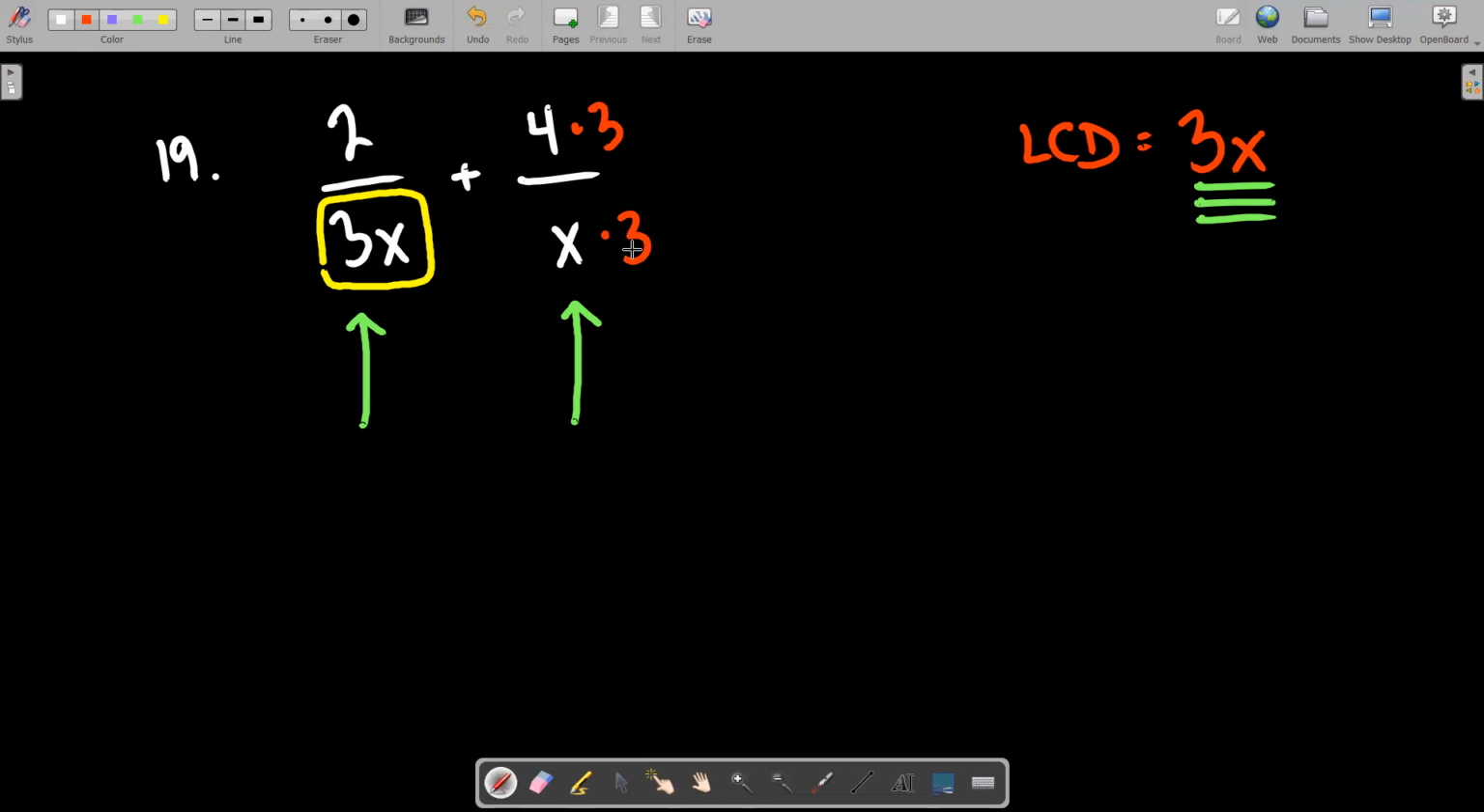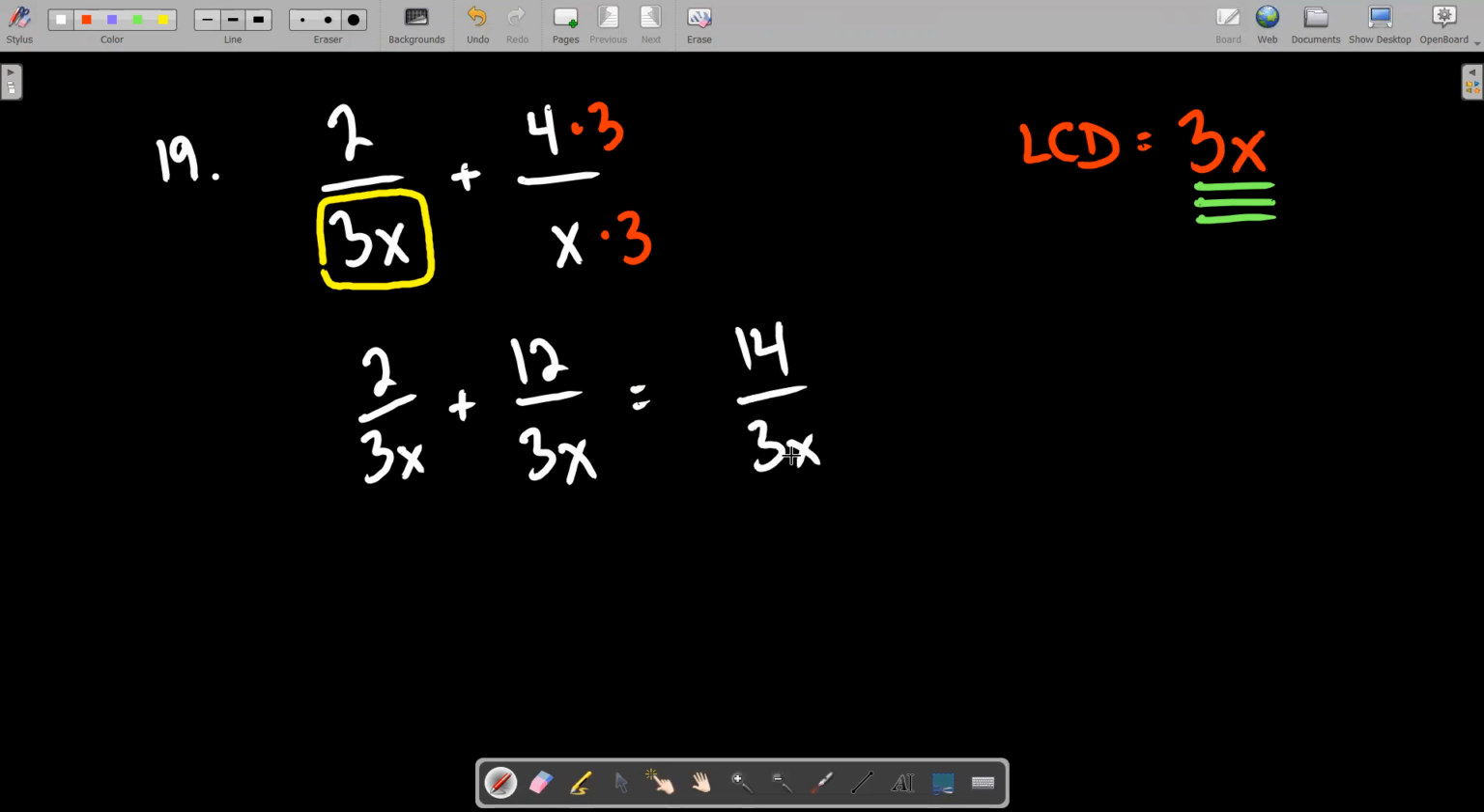Basically, you prioritize and say, what does the bottom need to be the LCD? And then whatever that is, you just do it and then do it the same to the top. You can do whatever you want as long as you do it to the top and the bottom equally. So my new math problem is now going to say 2 over 3x plus 12 over 3x. Simple modification, but now the bottoms are the same. And what is the answer? Done. And nothing can cancel, nothing can reduce. Okay. Let's take a look at something like question number 21.